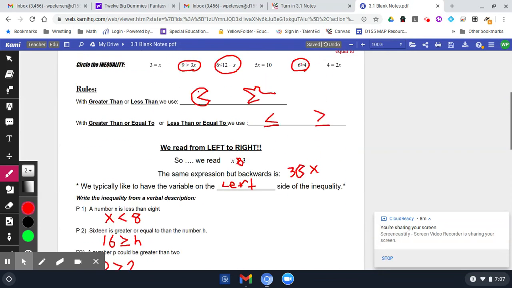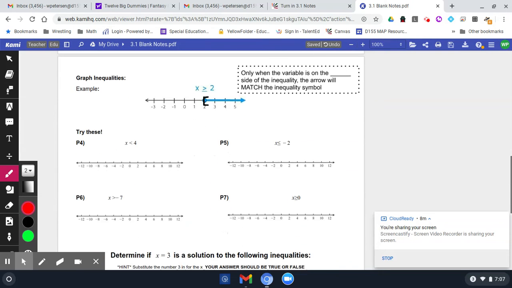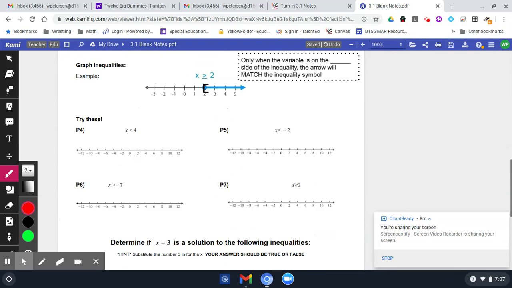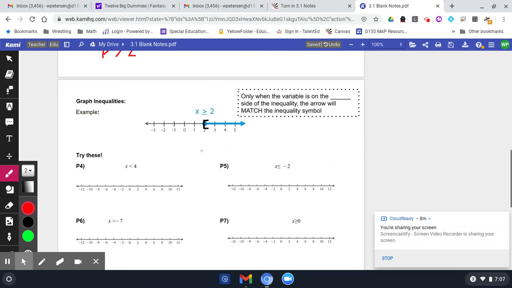So that is a little bit of just the definitions and talking about it. The next thing we have is something called graphing inequalities. Yay. We only have to do two things, and it's super simple, guys. Only when the variable is on the left side can we follow a special rule that makes highlighting super simple. When it's on the left side of the inequality, the arrow will match the inequality symbol. Notice that we marked this 2 right here. That's where we got this 2 from, so that's where we put our first mark.